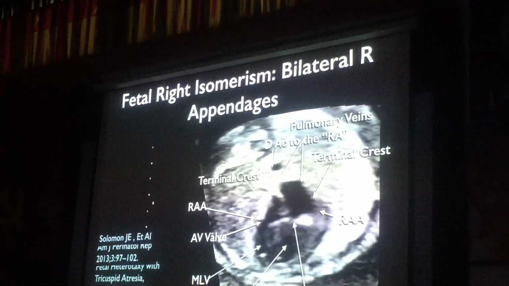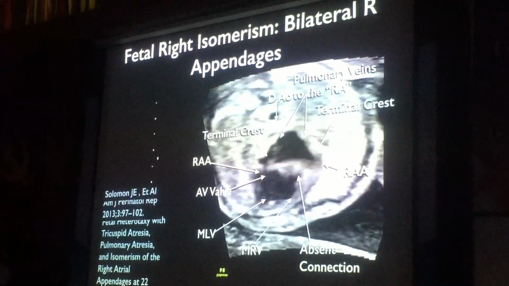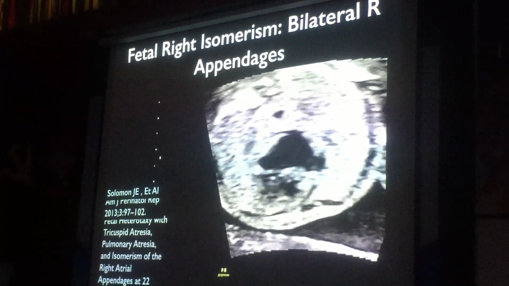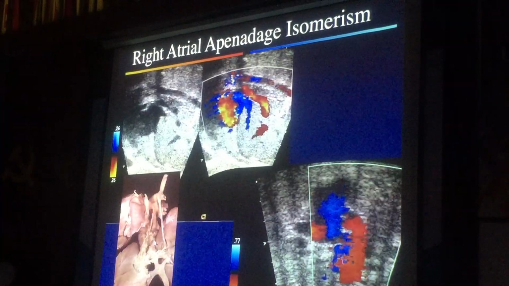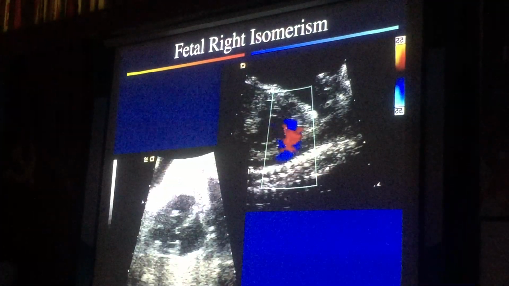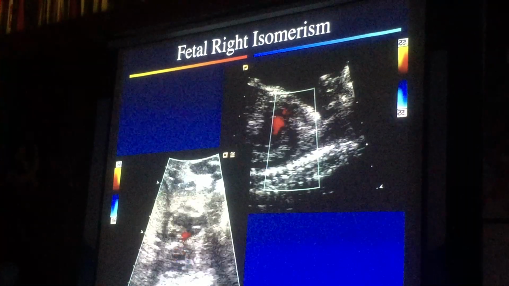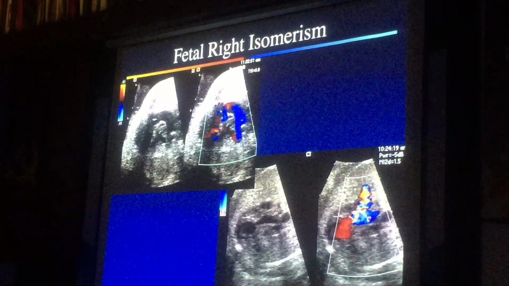The heart is going the wrong way. There's an abnormality of the AV valve with an absent connection. And the pulmonary veins are draining to the wrong side of the heart. Okay? I don't know why we've got that there. So we talked about that absence of the connection.